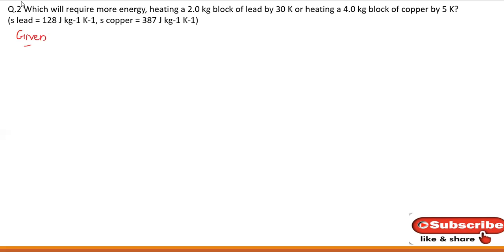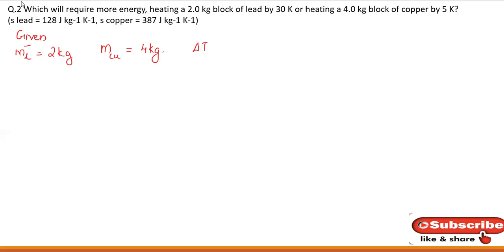Mass of the lead block is given, m_Pb is equal to 2 kilogram, and the mass of copper is given, m_Cu is 4 kilogram. The temperature is given.